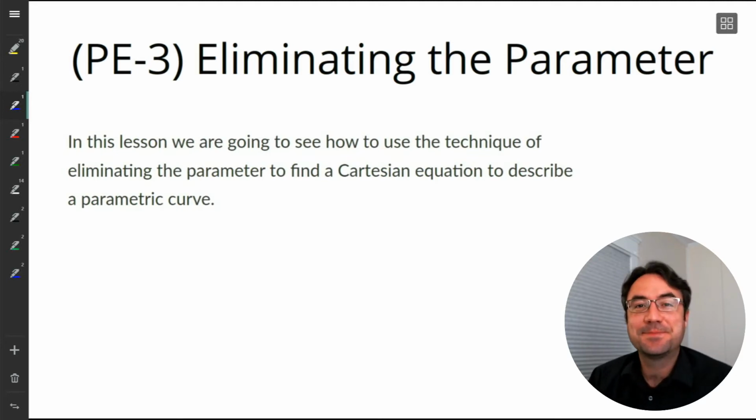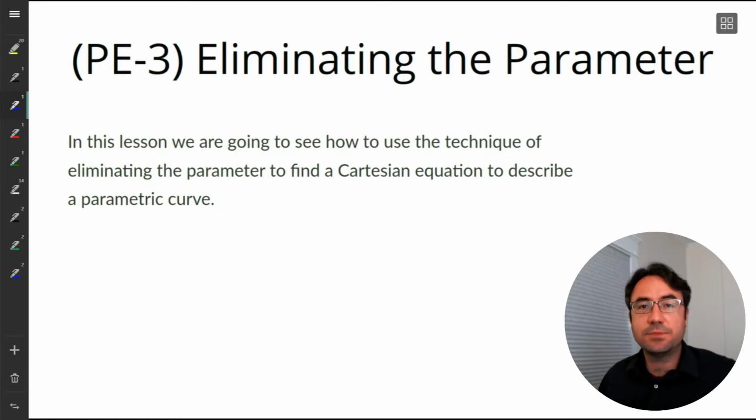All right, welcome everyone. Today, we're going to keep working with parametric curves and parametric equations. Specifically, we're going to see how we can eliminate the parameter to help us find a Cartesian equation that really describes the parametric curve. This is going to help us picture what's going on with our parametric curve and parametric equations.